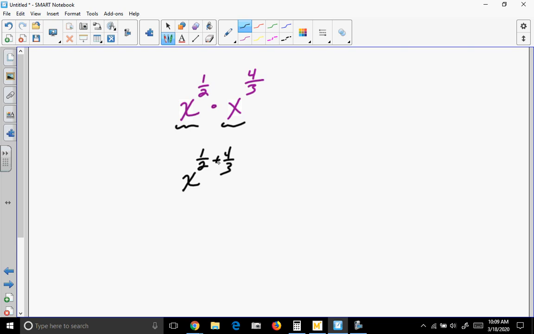Of course, if we're adding fractions, we have to have a common denominator. So I'm going to come over on the side and I'm going to say, well, what do I get when I add those together? Well, our common denominator will be 6.